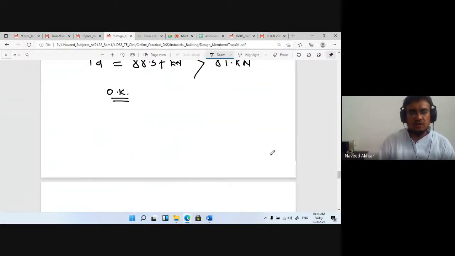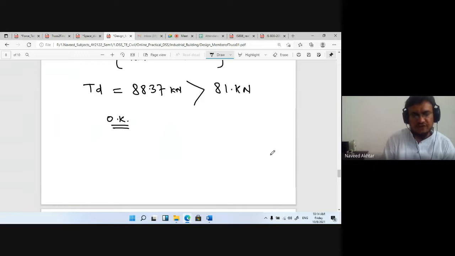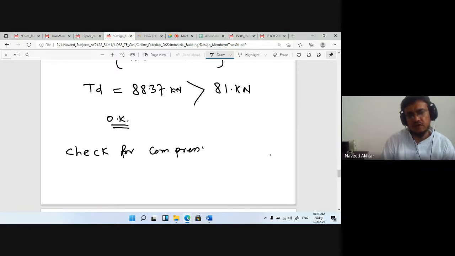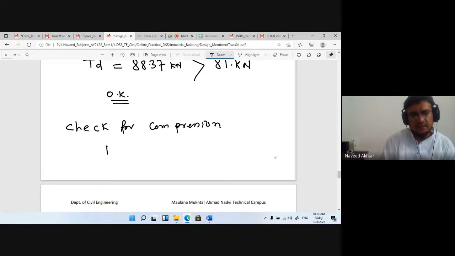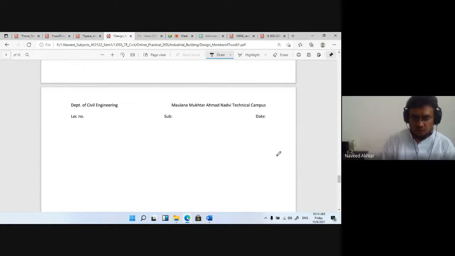Now you have to check for compression. Check for compression. You know that the design compressive strength of a member is A into Fcd. So PD is equal to AG into Fcd.